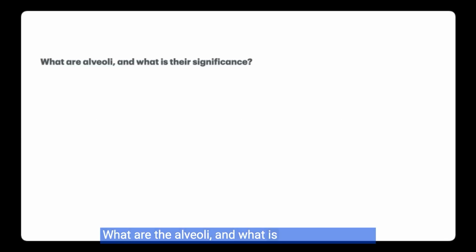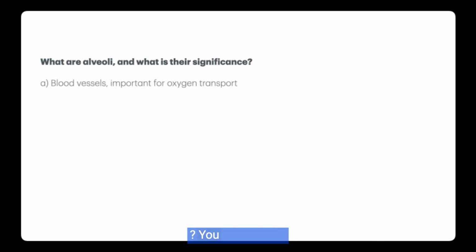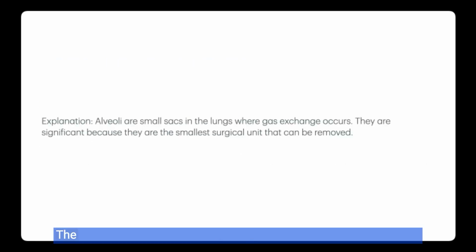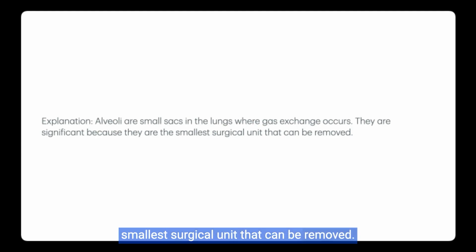What are the alveoli, and what is their significance? That's right. The alveoli are small sacs in the lungs where gas exchange occurs. They're significant because they're the smallest surgical unit that can be removed.